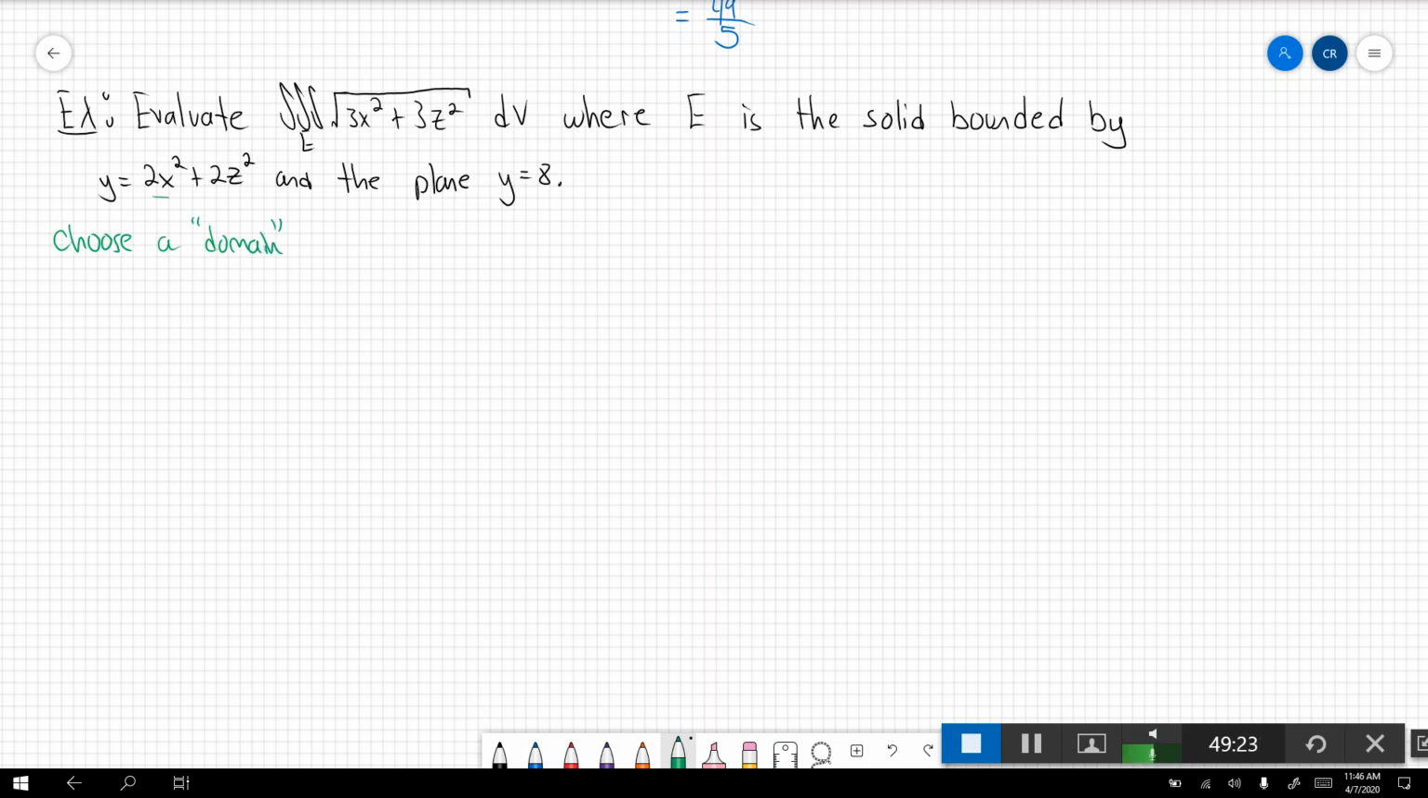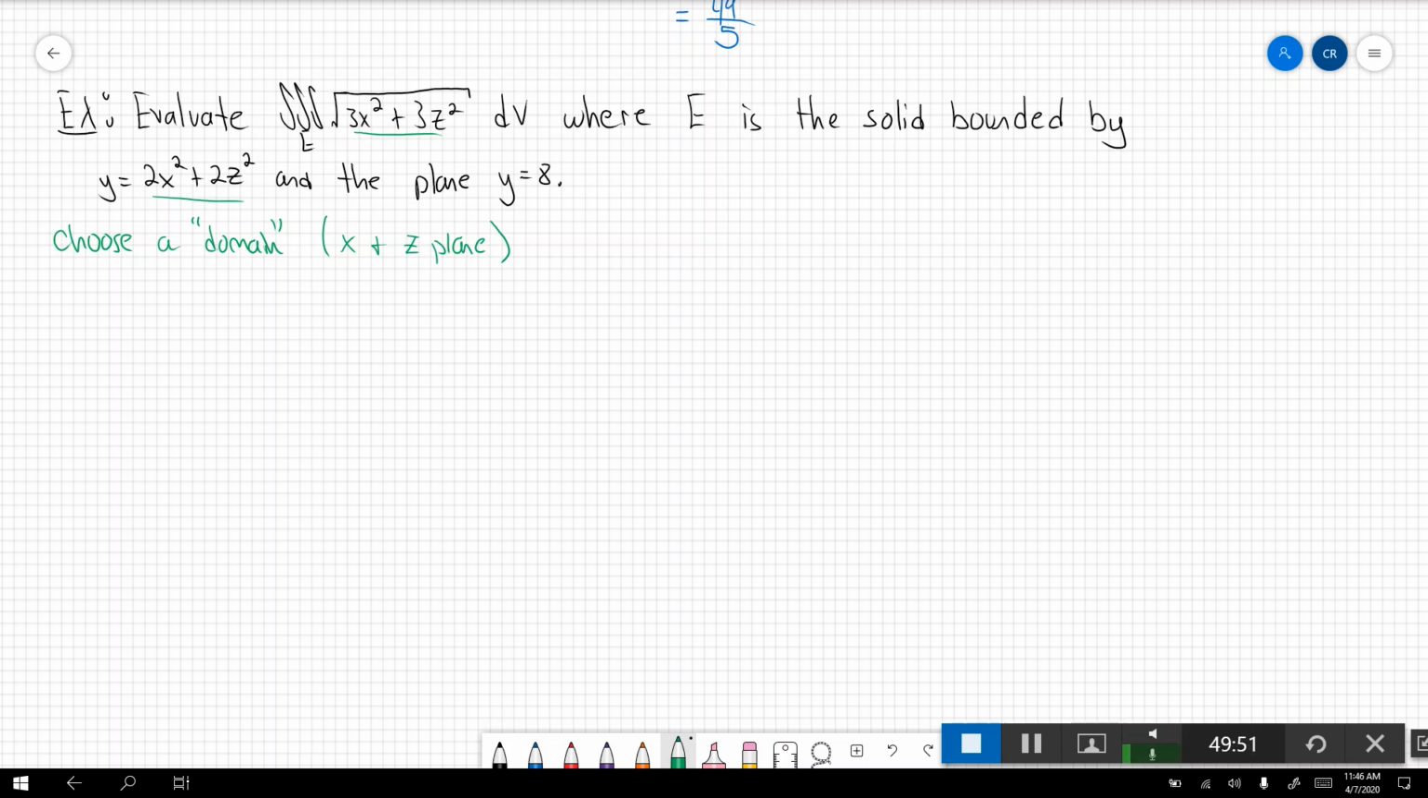The two different ways being that the function y is defined in x's and z's, and the function that we're integrating is also incorporated with x's and z's. So I'm going to choose the x and z plane as my domain. Awesome.